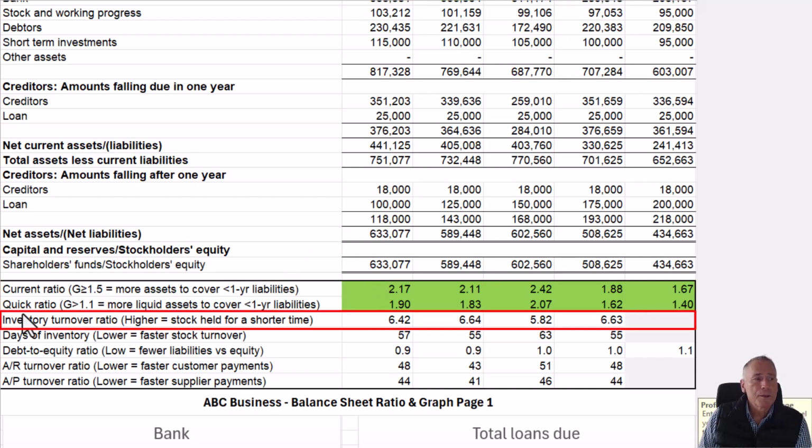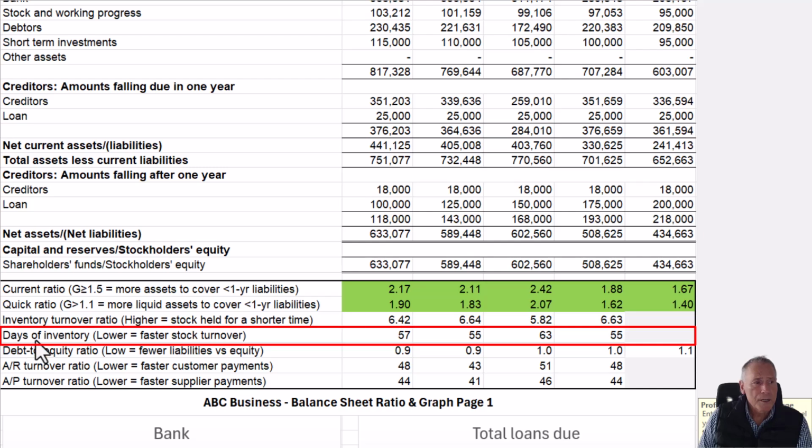So the next one you have is your inventory turnover ratio. So in this case, year 1 is 6.42. So that means that you're turning over your stock just over 6 times a year, which ties in with the days of inventory. So in this case, we're holding our inventory for roughly on average 57 days or nearly 2 months. So that ties in with your inventory turnover ratio.